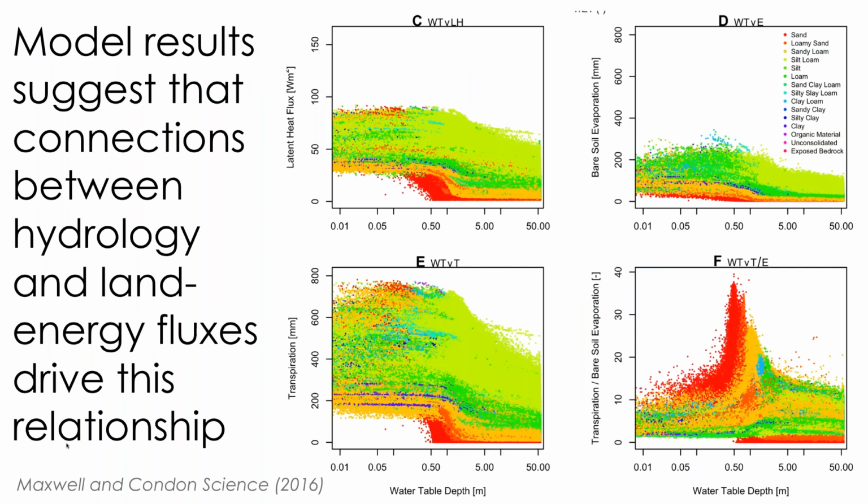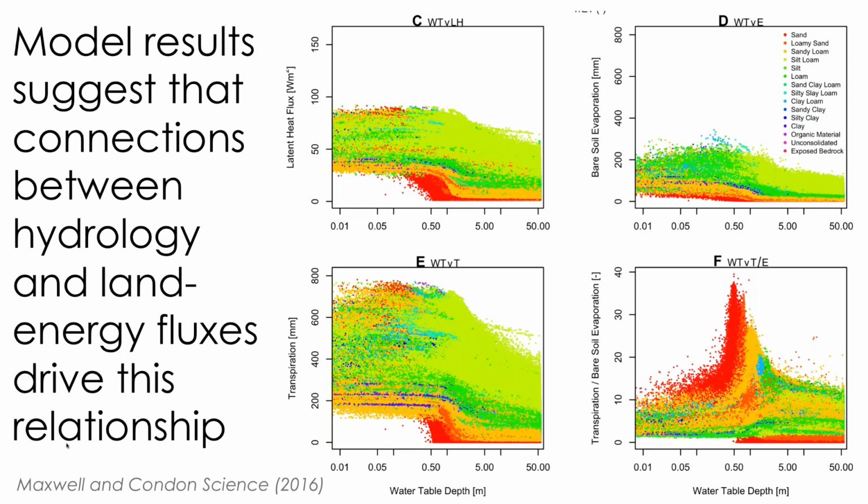We can also look into this further and see what the mechanisms are. Here are plots showing latent heat flux, transpiration, evaporation, and then the transpiration fraction versus water table depth. These plots have a lot on them. Every point is a grid cell in the model. Right now they're colored by soil type, but we could also break them out by land cover type or elevation or all sorts of things.